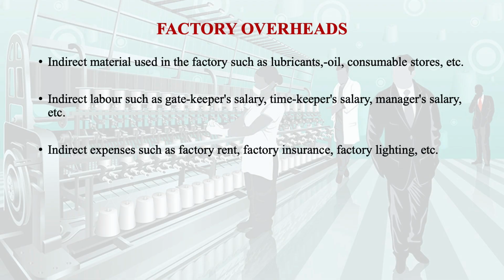Now, if we talk about factory overheads, indirect material which is used in the factory such as lubricant, oil and consumables come under factory overhead. Indirect labor, just like gatekeeper salary, timekeeper salary or manager salary, will come as indirect labor under the factory overhead. Indirect expenses, just like rent, insurance and lighting, all come under the indirect expenses under the factory overhead.